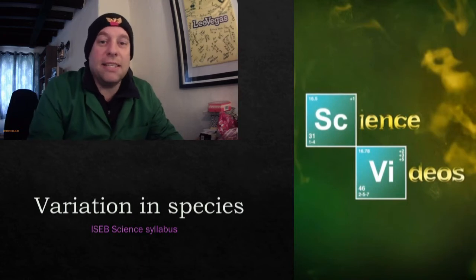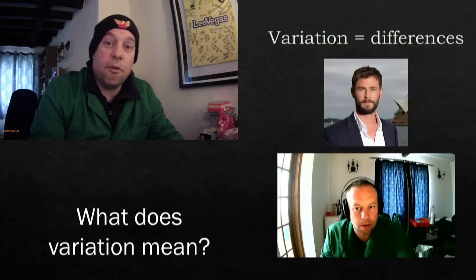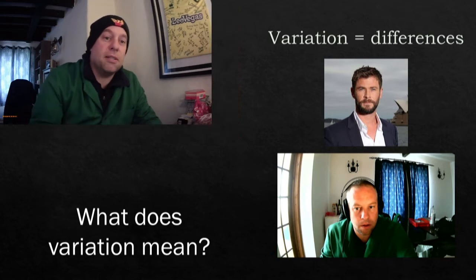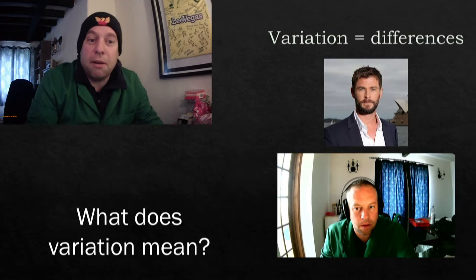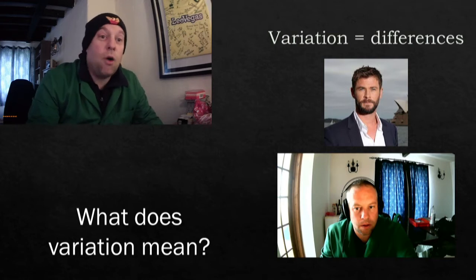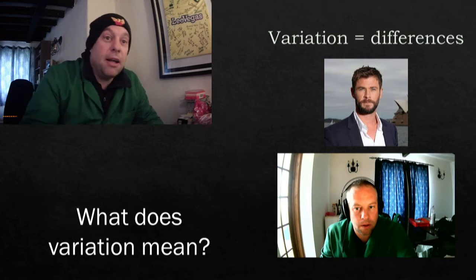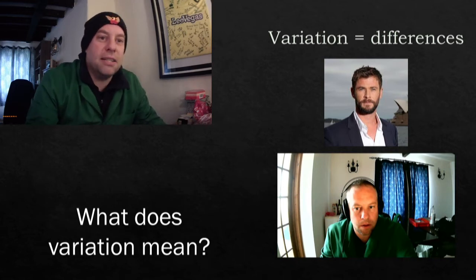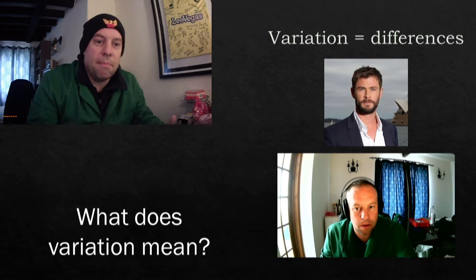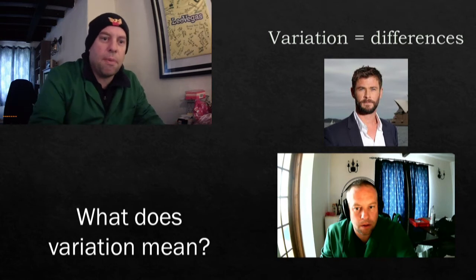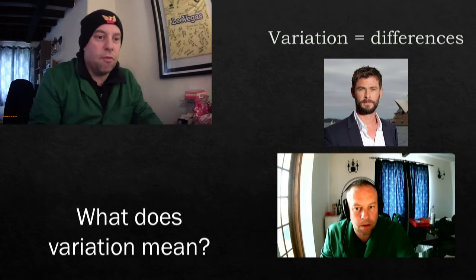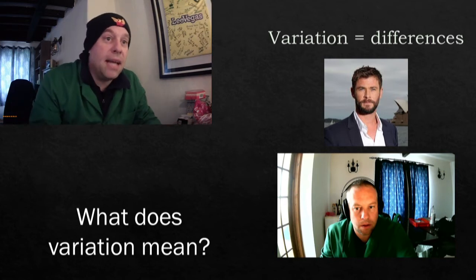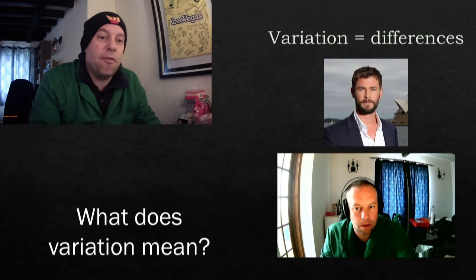Variation is the differences seen between different examples of a species. We've got an almost perfect human specimen, good looking, muscular, and we've got Chris Hemsworth as well. You can see the differences between us, but you can also see the similarities, and the similarities are what make a species a species. We'll talk about that in a separate video when we look at variation amongst animals and plants. Today we're looking at the variation, the differences.